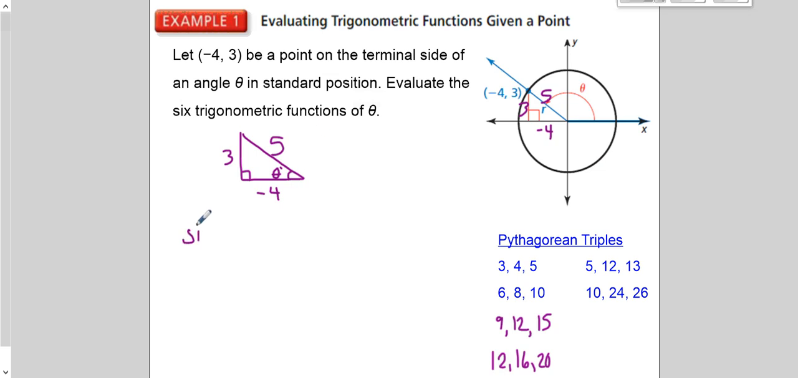So you can tell Oscar had a heap of apples. Sine is opposite over hypotenuse. Cosine is adjacent over hypotenuse. Adjacent, make sure you use the negative. And then tangent. Tangent is opposite over adjacent.